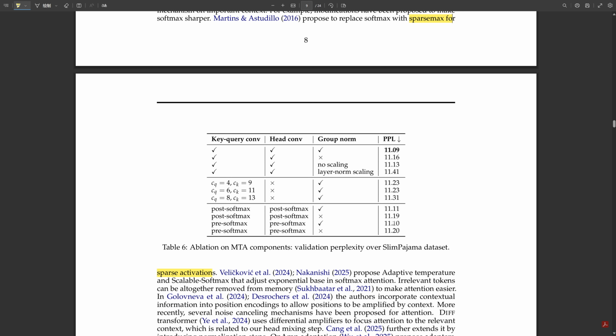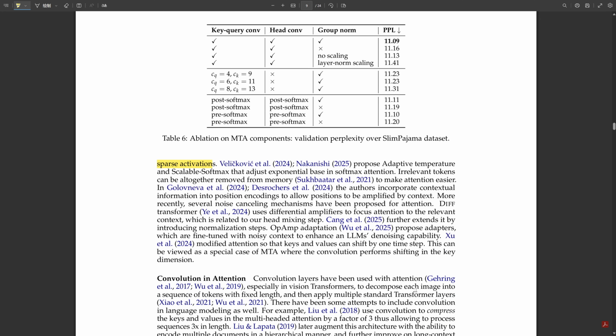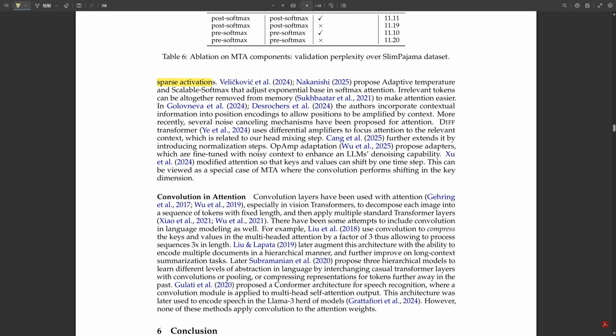Right. The other related area is work that combines convolution with attention. Yeah. Convolutions are already used in vision transformers and for things like compressing keys and values in language models. Right. But MTA is different because it applies the convolution directly to the attention weights or logits. So it's that direct interaction that sets it apart. Exactly. It's a novel way to blend these ideas of focusing attention and convolution within the attention mechanism itself. Okay, so it's building on existing ideas but taking them in a new direction.